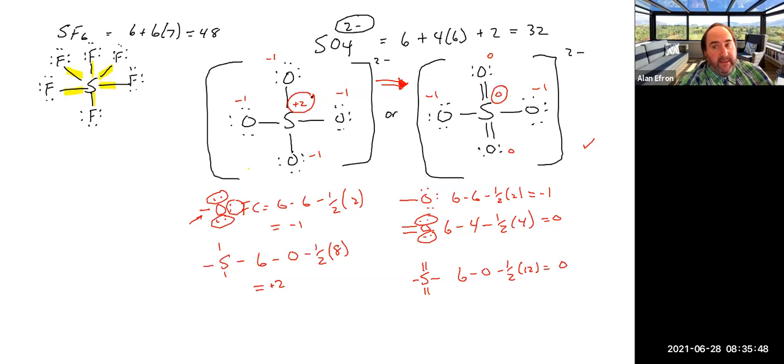And again, we could get to that structure because sulfur, being from period number 3, has the ability to go above those 8 electrons and do the expanded octet. Any questions on that there?